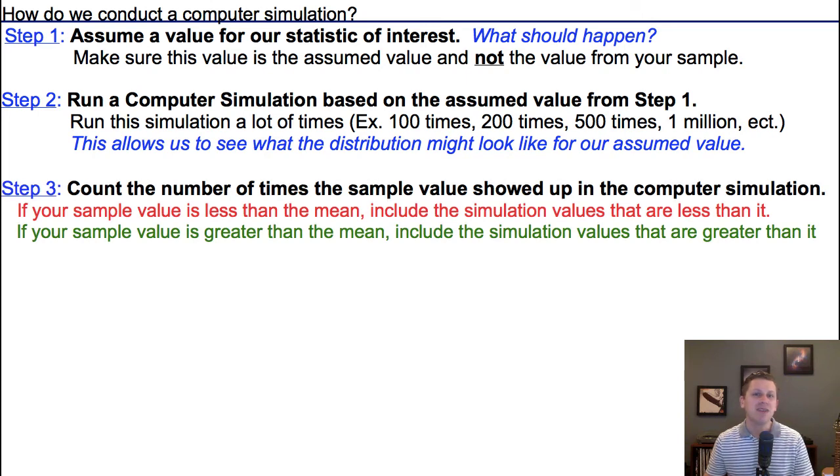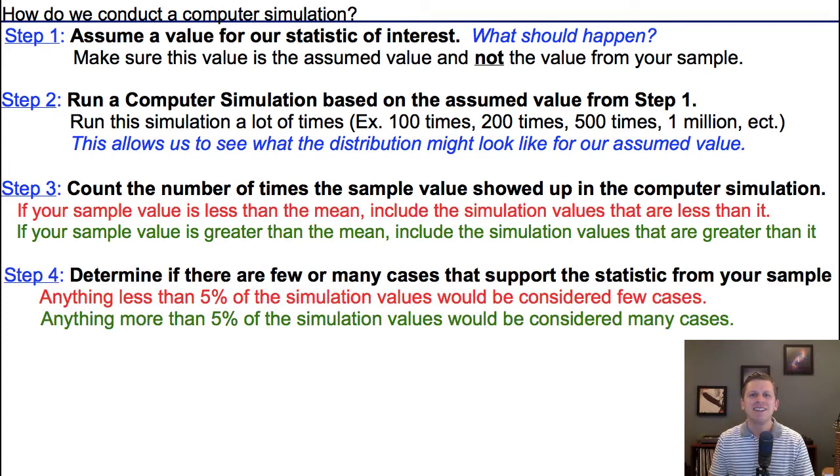Step 3 is to count the number of times that the sample value showed up in the computer simulation. We're actually going to count. Did it show up 1 time, 2 times, 10 times, 100 times, and etc. We're also going to include values more extreme than the value from our sample. So if our sample value is less than the mean, we'll include the values less than that because that's an even more extreme scenario. And if our sample value is greater than the mean, we'll include the values that are greater from it.